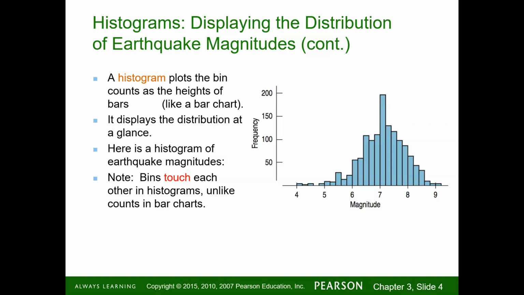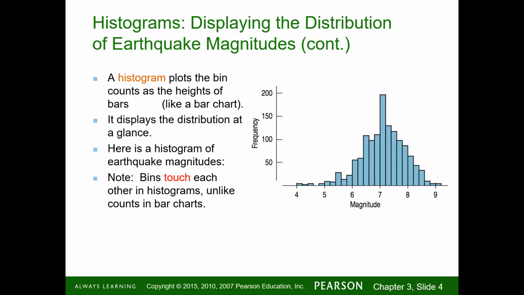Like this is a bunch of magnitudes of various earthquakes, and there have been nearly 200 earthquakes that are right at about 7 to 7.2 on the Richter scale. Because think about that, this is 8 over here, so that's 7.2, 7.4, 7.6, and 7.8, like that.